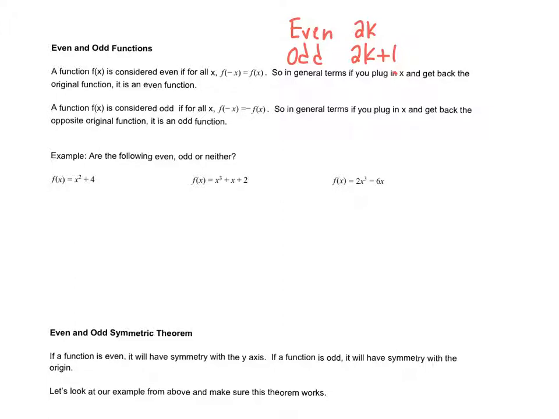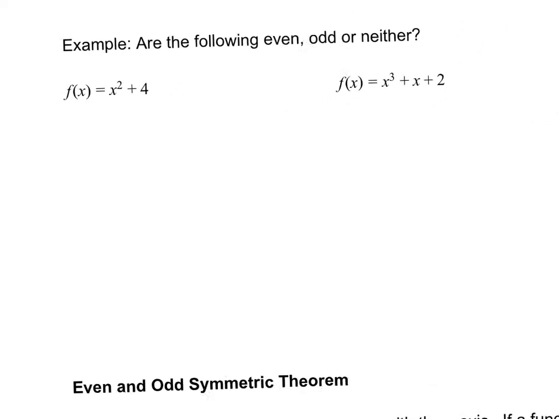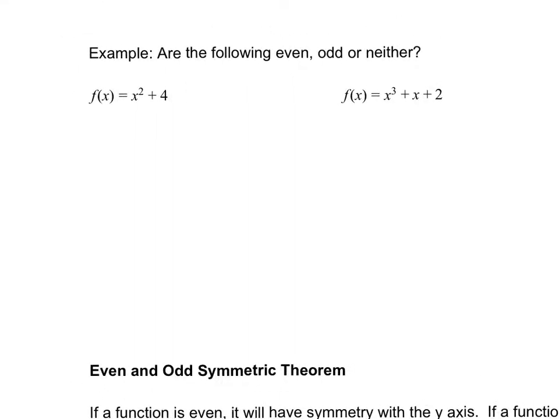So really the big thing we're looking for in an even and odd function, we're trying to figure out what is f of negative x. Does the negative sign disappear, or does the negative sign make the whole function negative? So in this first example, we're going to try to figure out if these functions are even, odd, or neither. So the first function says f of x equals x squared plus 4. So really what I'm going to look for is what is f of negative x.